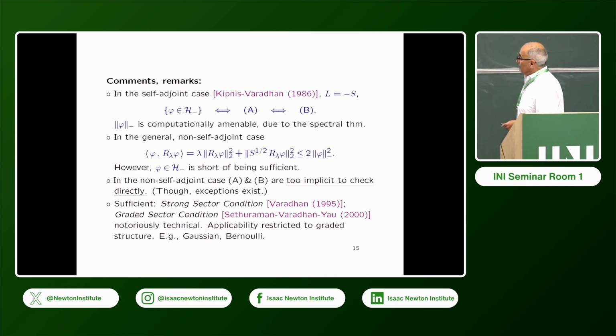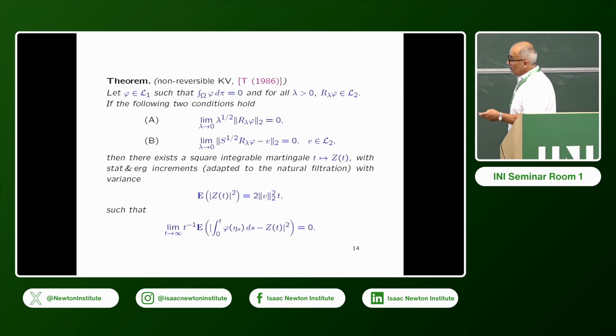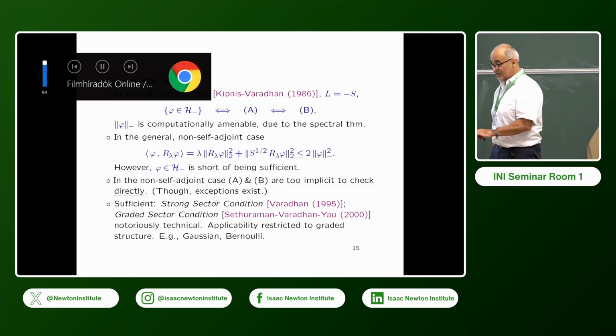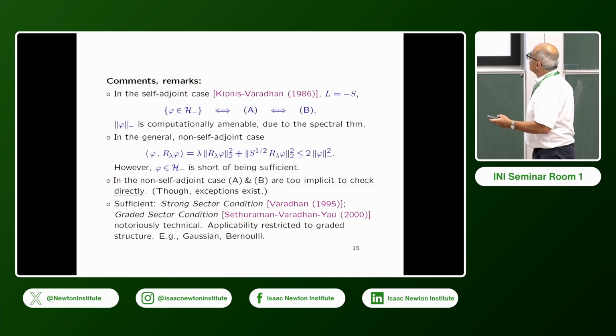Now later, some years later, came these very famous papers about very concrete problems, which I don't have time to mention now, where conditions were formulated for these things to hold, not in these terms, but equivalent. These are papers of Varadhan and co-authors. And the most famous one is the graded sector condition, which I will not describe now because it's so technical. It's a very important thing.